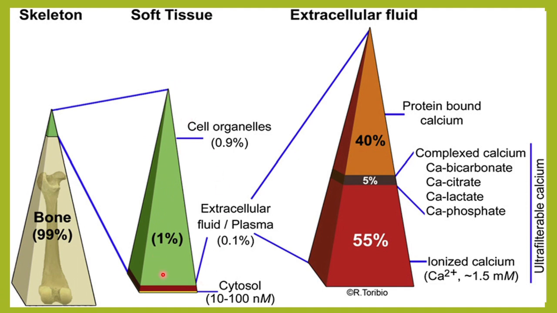The extracellular fluid or the plasma will have this calcium, out of which the majority, 55%, is ionized calcium, and this is the active form. 40% is protein bound and 5% is complexed calcium.